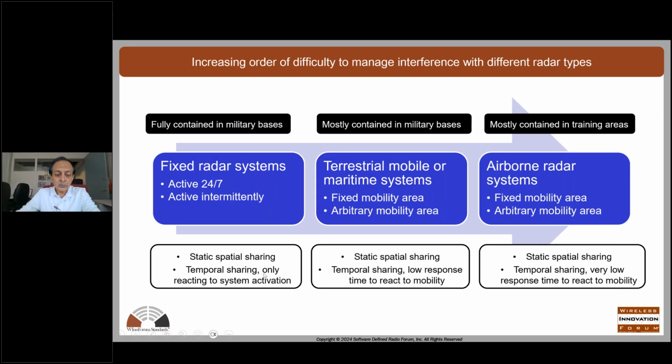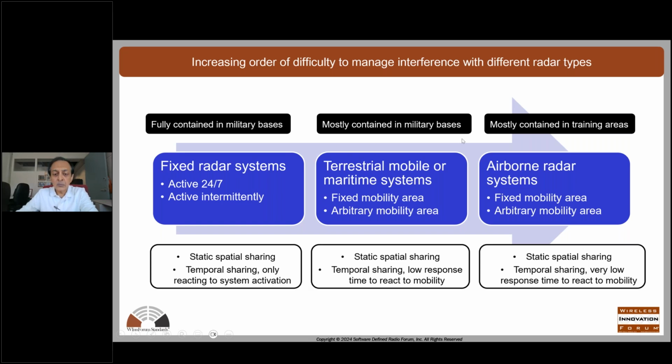So here, we can only be reacting to system activation, and of course when it gets deactivated, the commercial systems can go back to operation. It is important that we quickly regain use of the spectrum, otherwise the spectrum is not efficiently used. So this is, on one hand, perhaps the easiest type of radars to deal with.